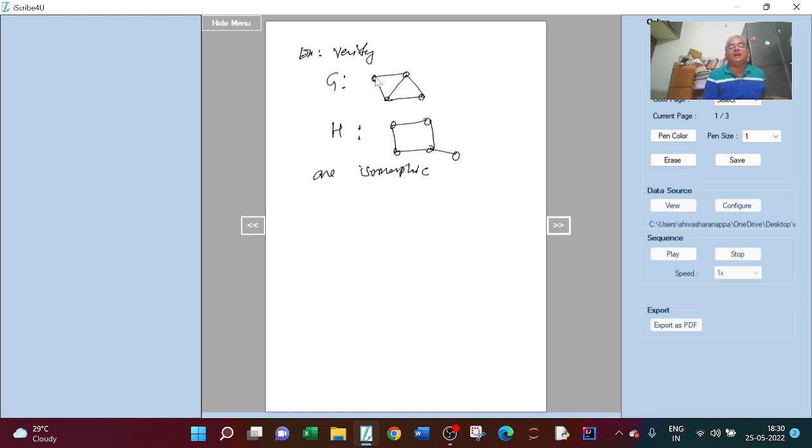See here, this graph consists of 1, 2, 3, 4 vertices, and this graph consists of 5 vertices. Therefore, directly we can write G is not isomorphic to H. And we consider one more example.